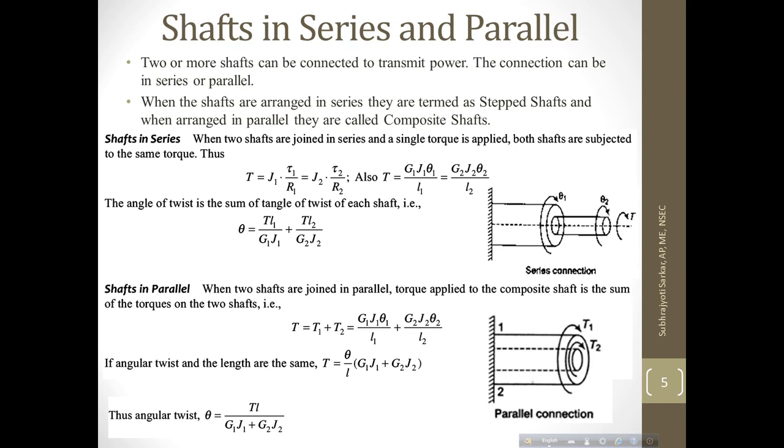So in this case, if we consider that the value of theta, that is the angular twist, and the length of the shaft are the same, then theta by L can be taken as common. So T is equal to theta by L times G1 J1 plus G2 J2. Therefore, from this we can say that the angle of twist can be calculated as TL by G1 J1 plus G2 J2.